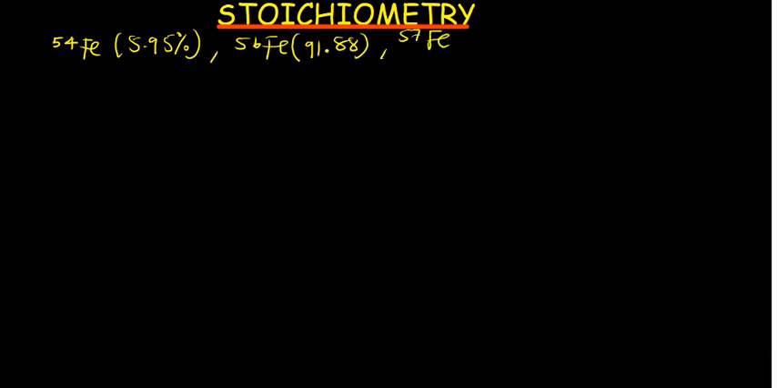So let's say for iron, we've got iron 54, and the abundance is 5.95%. And then there is also iron 56, the abundance is 91.88. And then we also have iron 57. And then the abundance for this one, let's say they've not even given us the abundance. Now the question is, calculate the relative atomic mass for iron.